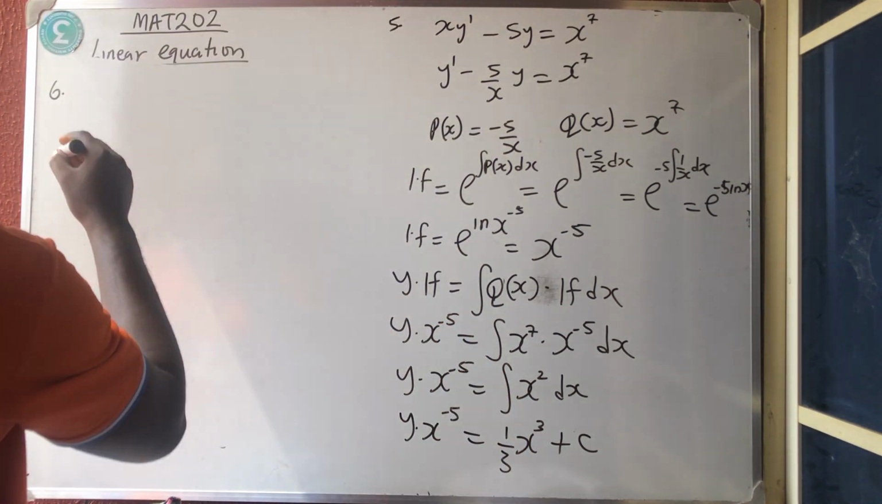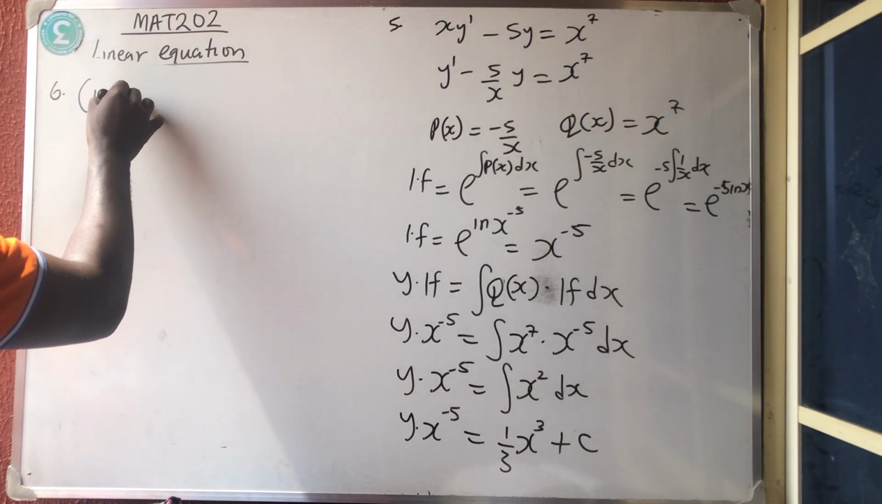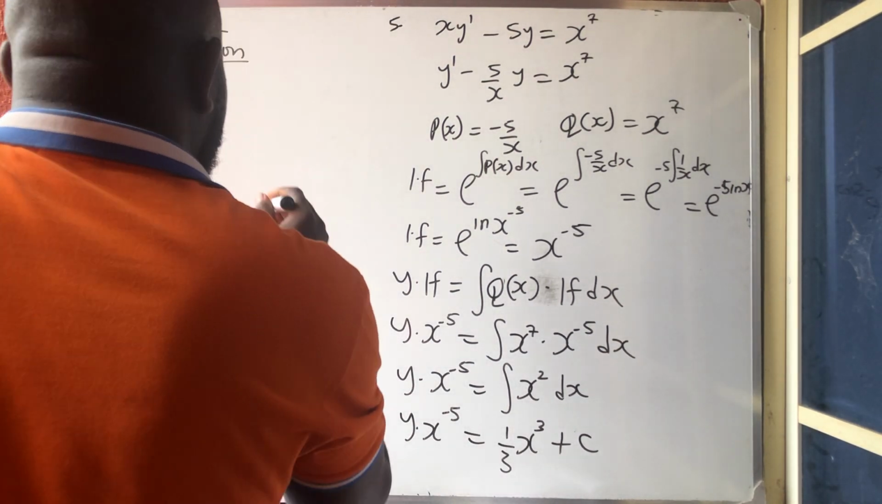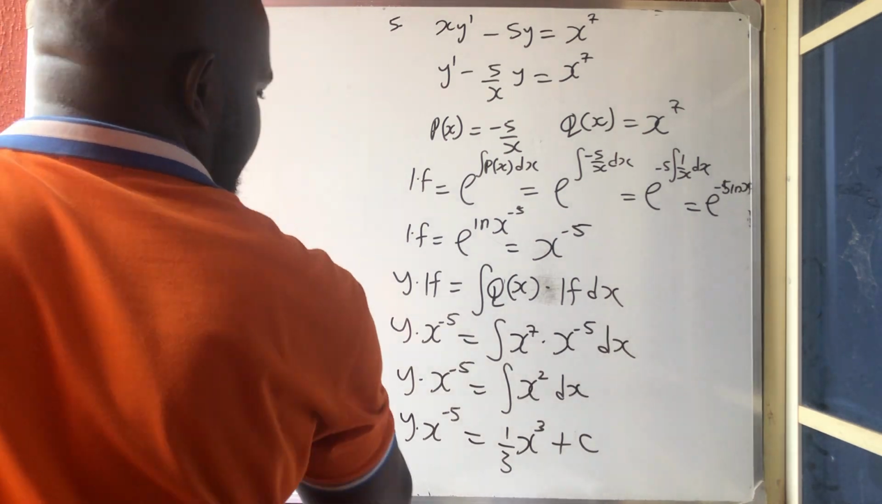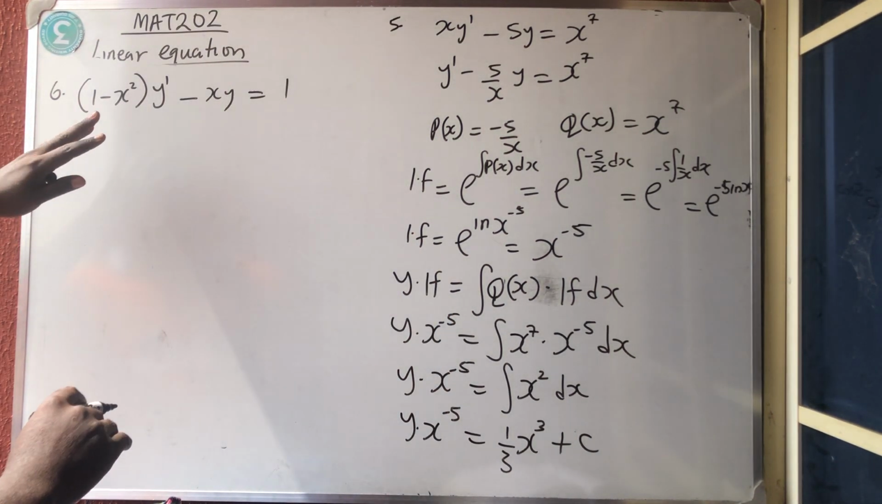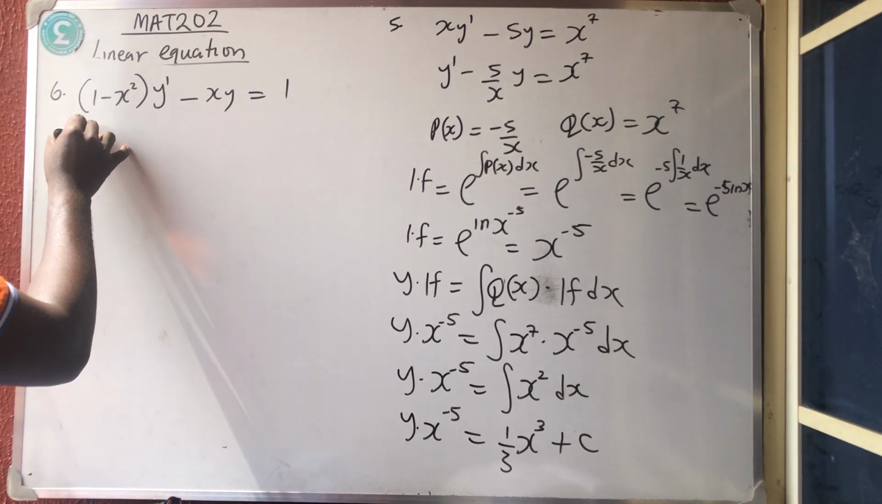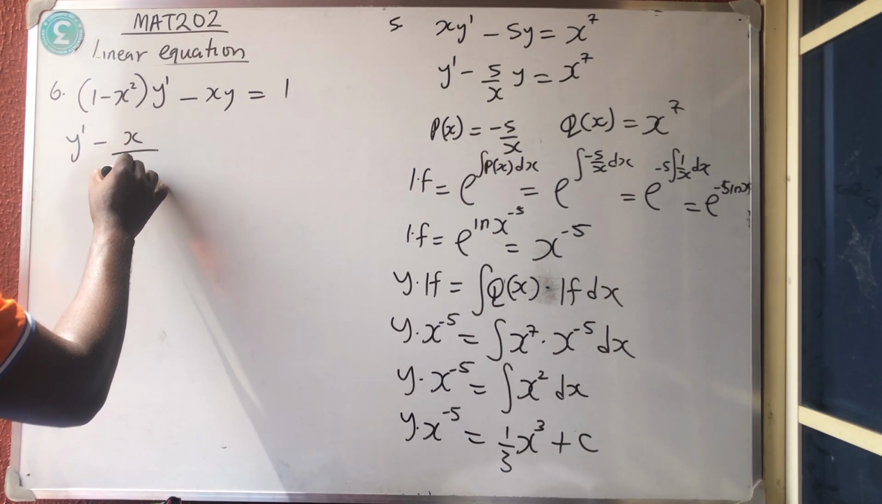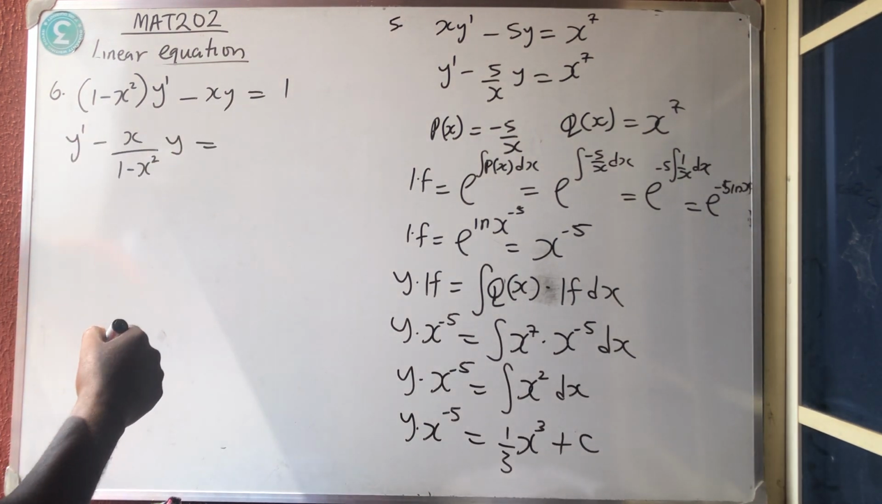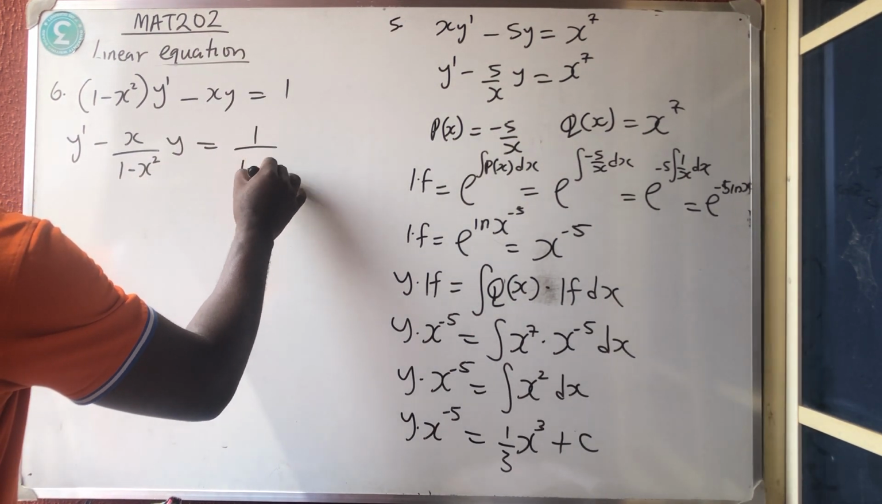Number 6 says (1 minus x squared) y prime minus xy is equal to 1. So divide everybody by 1 minus x squared. So I'm having y prime minus x over 1 minus x squared y is equal to 1 over 1 minus x squared.